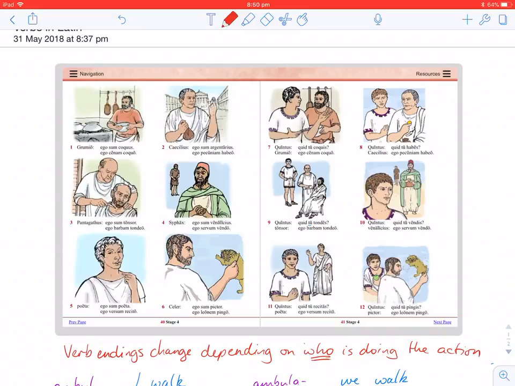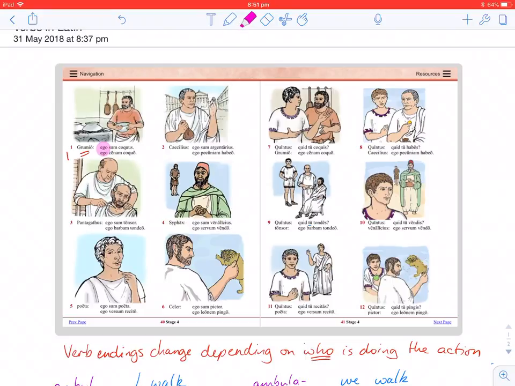In sentence 1, Grumio says, "ego sum coquus, ego cenam coquo." So for the first time, we've seen this word, ego. This word means I. So Grumio is saying, I am a cook. I cook dinner. Let's look now over at sentence number 7.